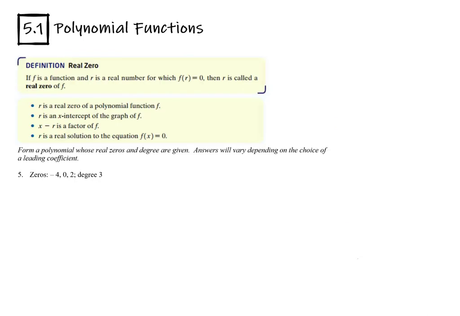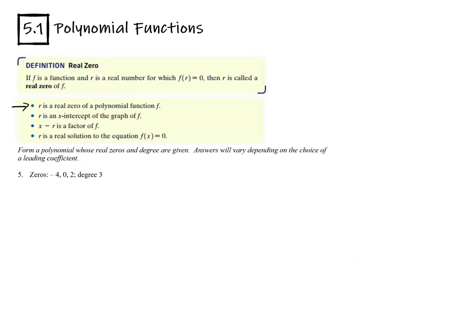So for question number 5, it says form a polynomial whose real zeros and degree are given. And I left on this page the definition of real zero and also what its equivalent statements are to help us form this polynomial. And I just want to go through each part. We're given 3 zeros, so we were given the fact that these were zeros. That was already given to us.